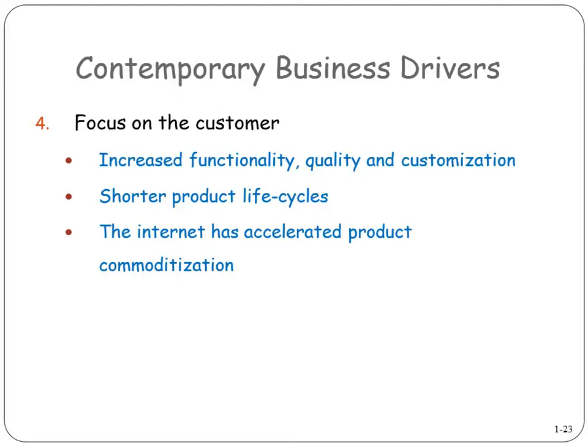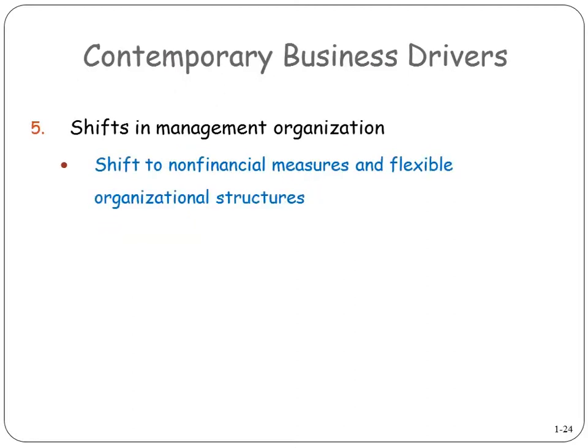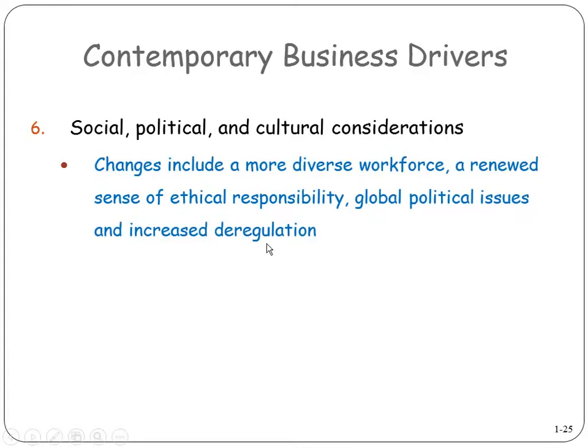The internet has accelerated commoditization, so you have a very short window where you are differentiated. Management is turning more to non-financial measures as well as financial measures. Organization structures are changing. We'll talk about organization structures a little bit later on, decentralized versus centralized. They seem to go back and forth. Social, political, and cultural considerations.